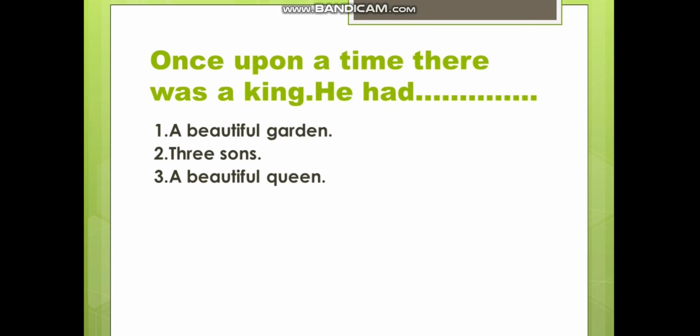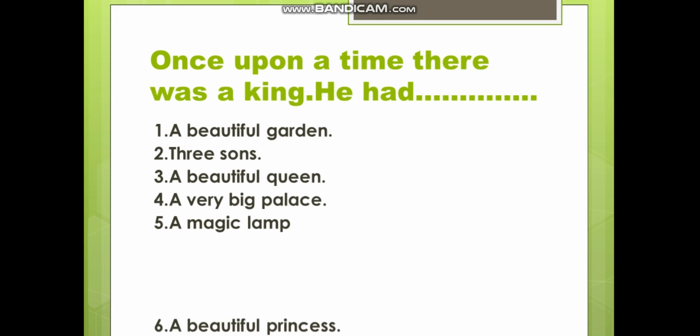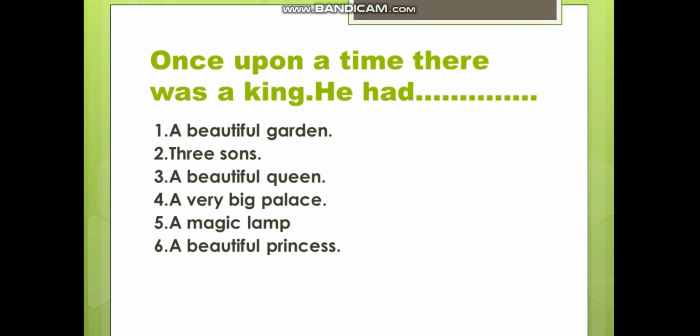Next, he had a beautiful queen. Next, he had a very big palace. Next, he had a magic lamp. Next, he had a beautiful princess. Next, he had a huge throne. Now you can see you have 7 options. It can be many more. So you have to just imagine and just think.